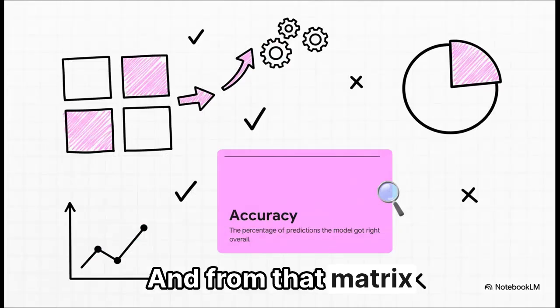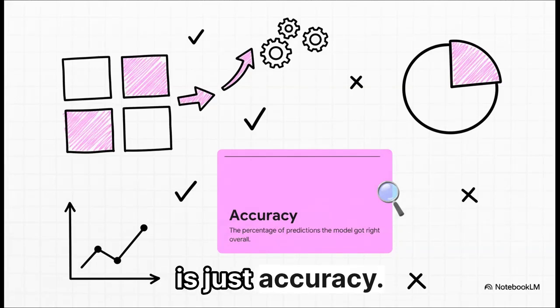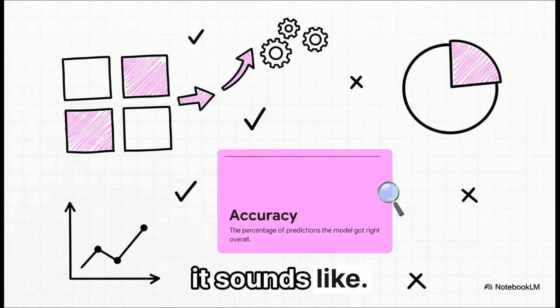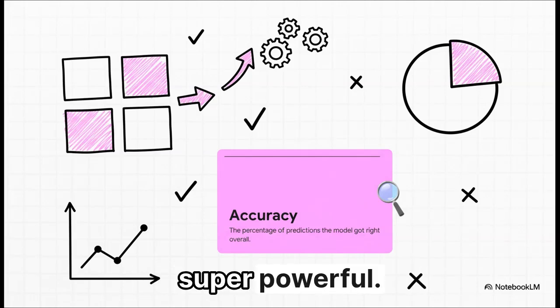And from that matrix, you can calculate all sorts of scores. But the easiest one to understand is just accuracy. It's exactly what it sounds like. What percentage of the time did the model get the right answer? Super simple, but super powerful.